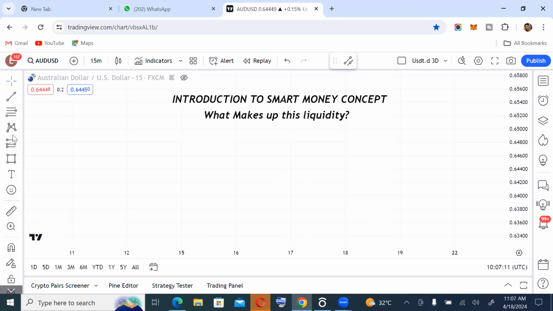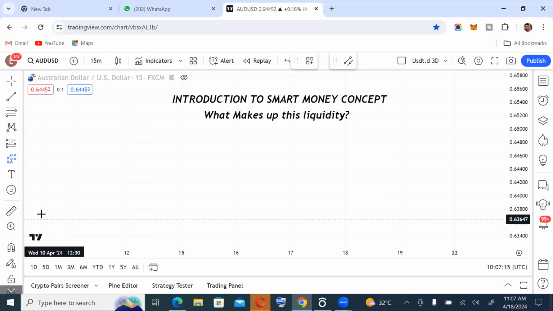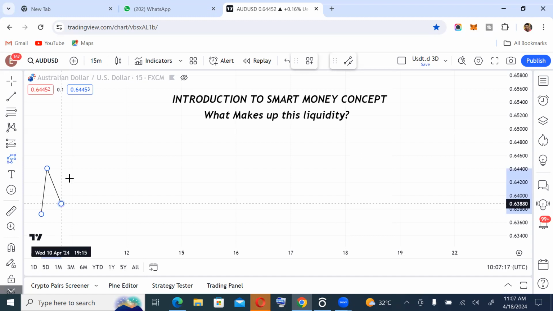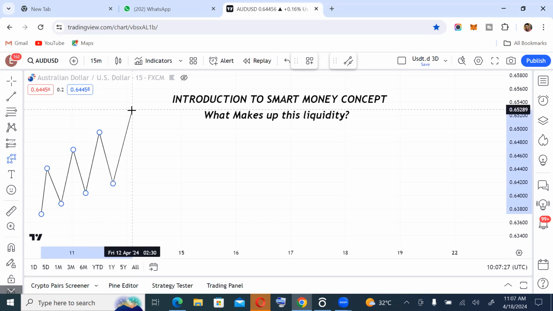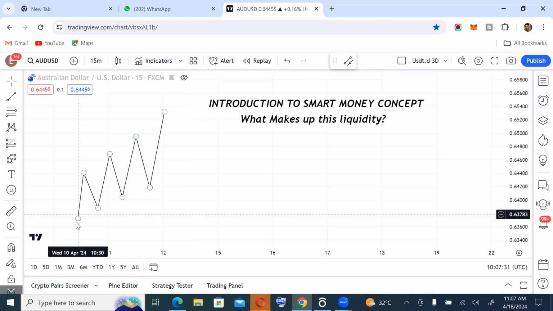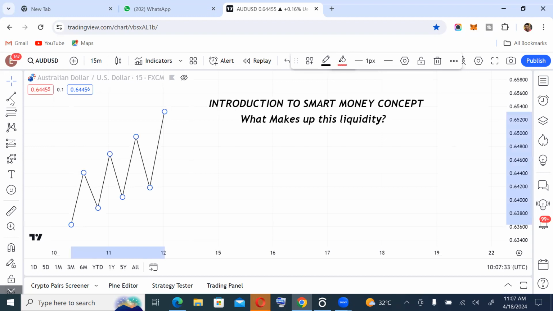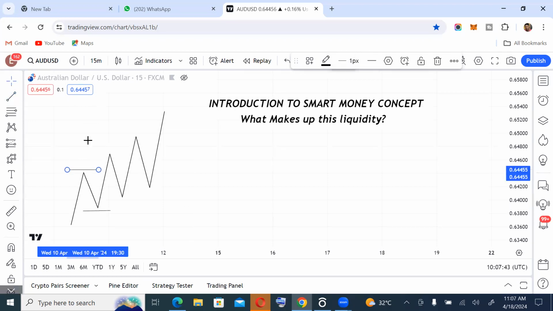Now, what makes up liquidity? Stop losses. Now, when the market moves, let's say we're trending like this. Trending, now you understand market structure. So anything I'm doing now, I'm not teaching you based on elementary level. We're all advanced traders now. So pay attention. When the market moves like this, liquidity always rests below highs and lows. Liquidity will rest here. I will explain, don't worry.